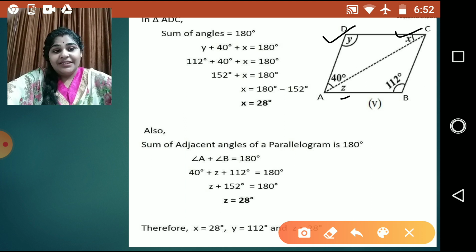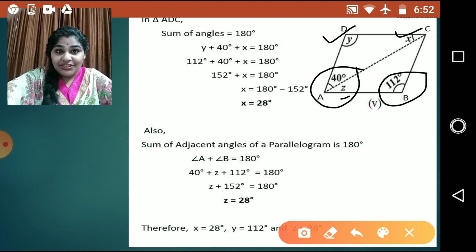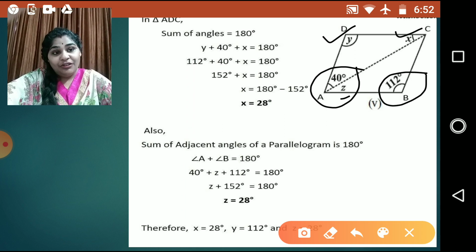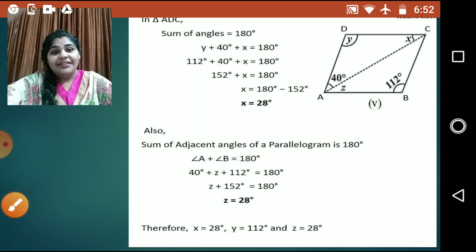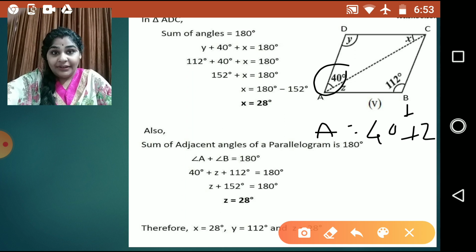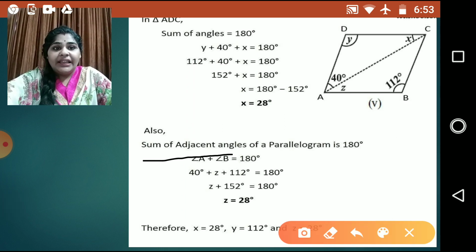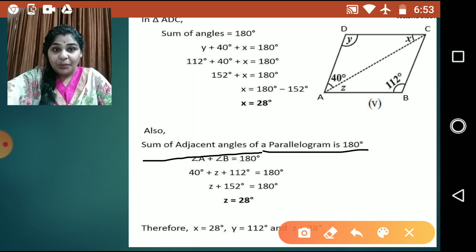Now again if you see here, angle A and angle B are adjacent angles in a parallelogram, and we know they add up to 180 degree. But here angle A we can write as 40 degree plus Z, right children? That angle A is now divided into two angles, that is 40 and Z, by the diagonal AC. So now let us see how to take this. Sum of the adjacent angles of a parallelogram is 180 degree.